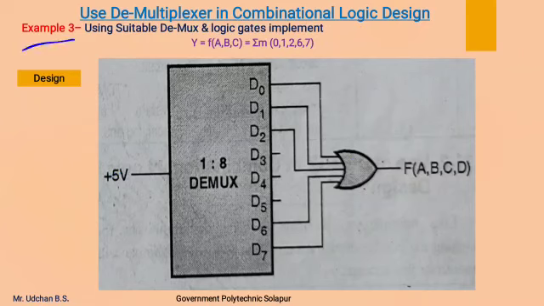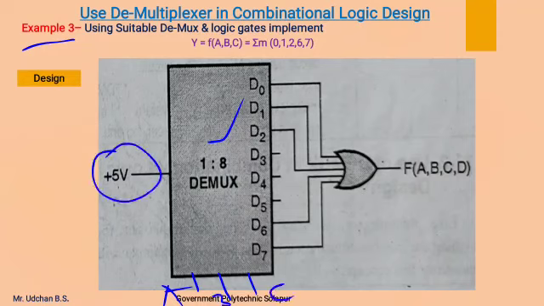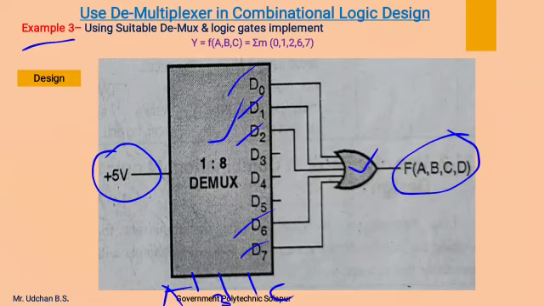Now next we will see the third example. The equation is y is a function of a b c, summation m 0 1 6 7. As there are three variables, we are going to use a demultiplexer having three select lines. So a 1:8 demultiplexer is used, and a b c are connected as its select inputs. The data input line is connected permanently to plus 5 volt. Now the decimal numbers 0 1 6 and 7 are ORed together to get the final output.